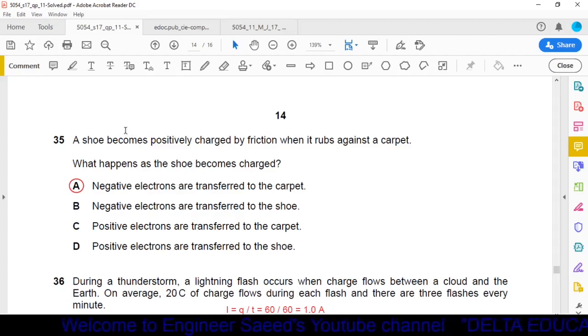Why? When the electrons are transferred from the shoe to the carpet, then the shoe will become positively charged. So it is given a shoe becomes positively charged. So option A is the correct one. When the electrons flow, electrons will move from the shoe towards the carpet, then the shoe will become positively charged and the carpet will become negatively charged. So option A is the correct one.